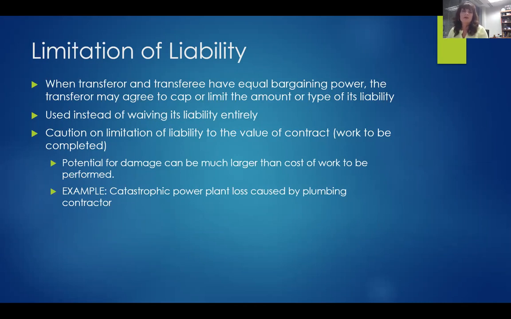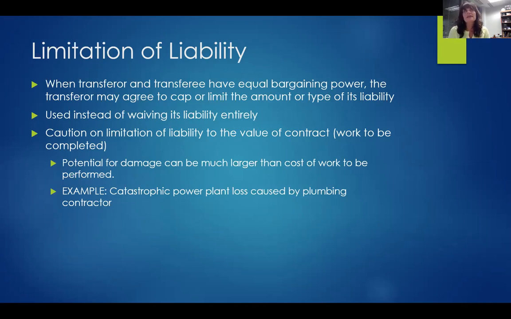So they tell the contractor, you know what, I'm willing to limit your liability to X amount of dollars. It's used instead of waiving your liability in total. It's saying, I will hold you liable, but here's the maximum amount that you're going to be held liable for. I would use caution, though, associated with limitation of liability.